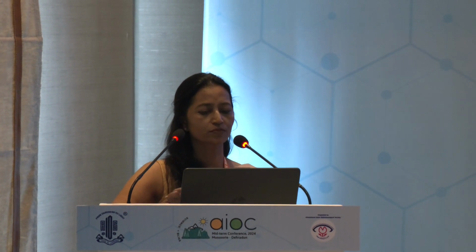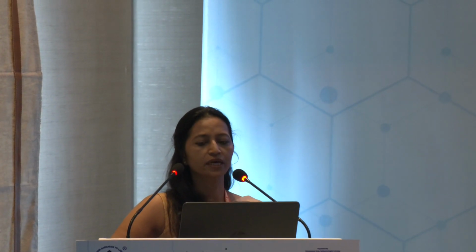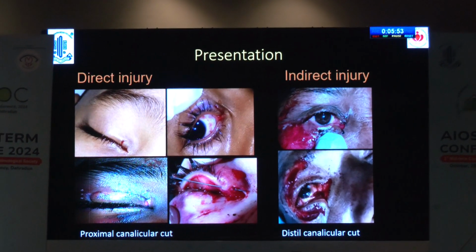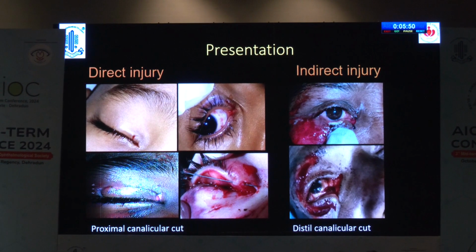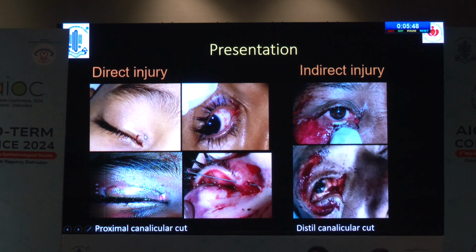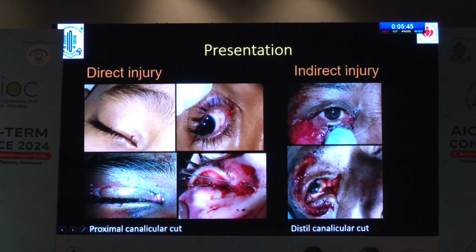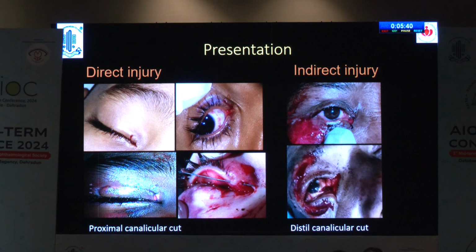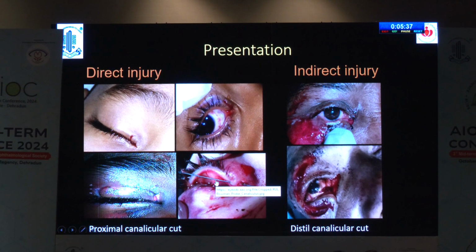Direct injury is caused by penetrating sharp objects such as a knife or the spokes of a bicycle or cloth hangers, and the blouse hook injury is more common in breastfed infants. The indirect injury is by contusion from a punch or fall or road traffic accidents. Sometimes the injury is so occult, like this 6-year-old boy and this 10-year-old girl, who had injury while playing with a fence and the spoke of a bicycle. When you don't do probing in such cases, you are going to miss them, and this will heal with scarring and lead to epiphora.